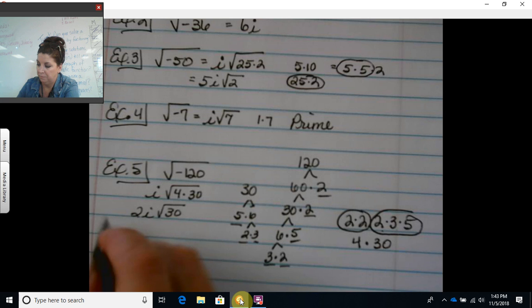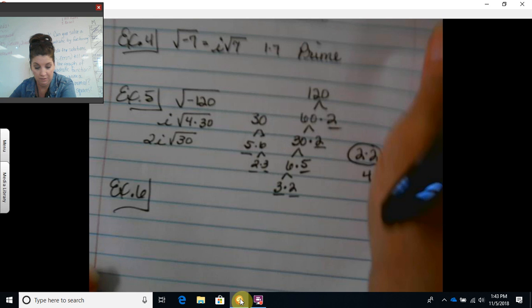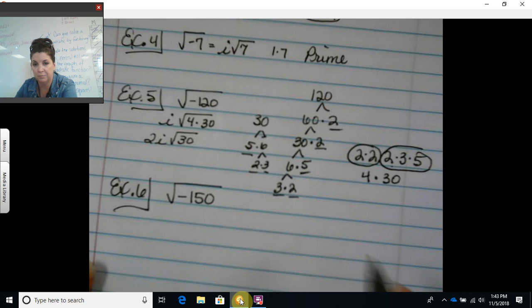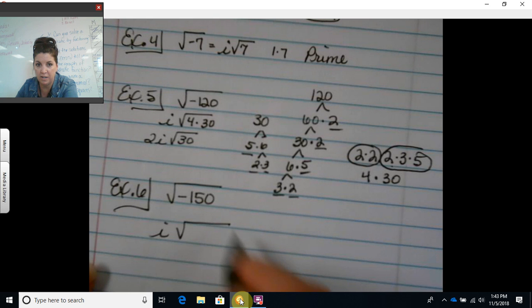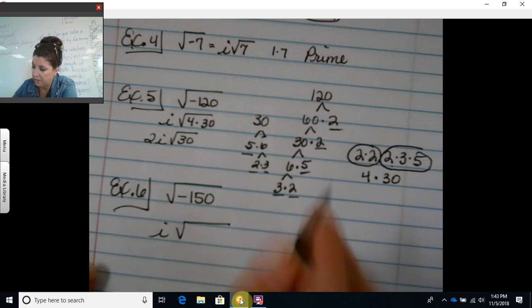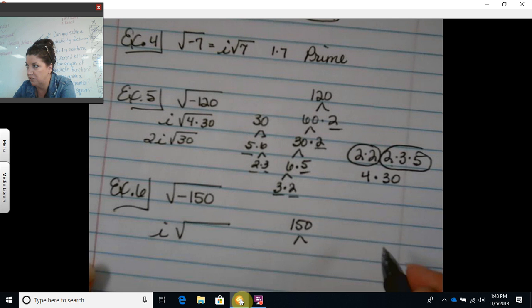Last one. Like I said, this is not all of the information that's found in this section. This is just all we have time to cover today. We have the square root of negative 150. It's the square root of negative 1 times the square root of 150. Is 150 a perfect square? No, let's do a factor tree. Somebody give me 2 factors of 150. 15 and 10. Are either of those prime?